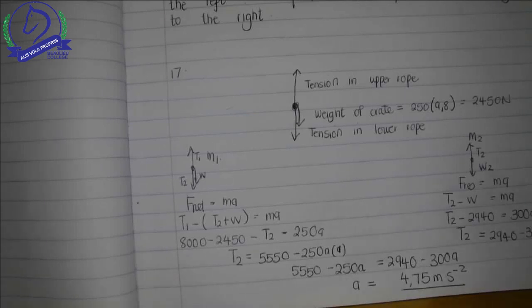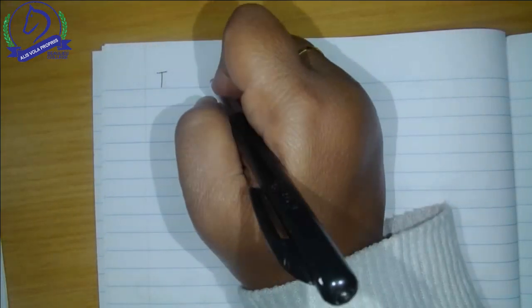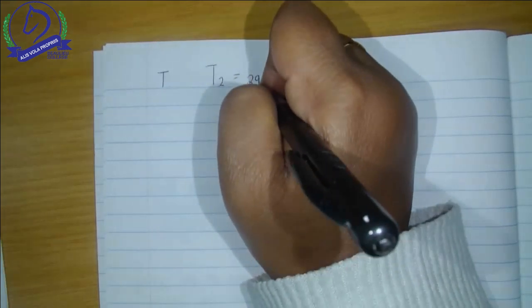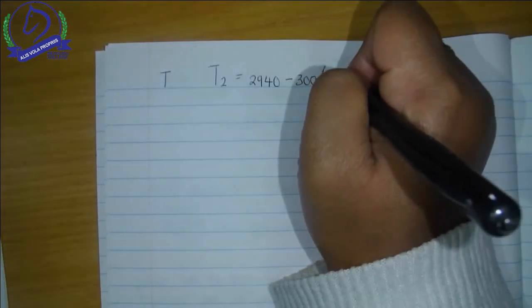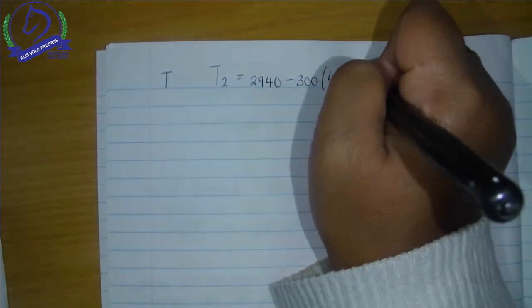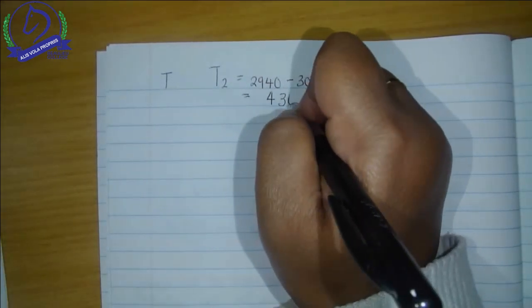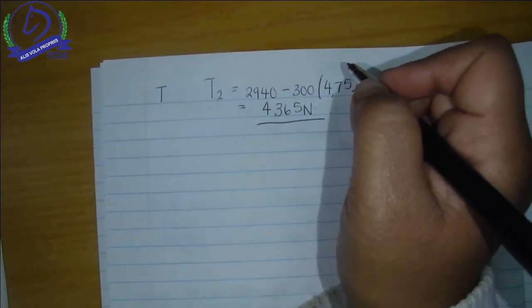To find my tension, I can substitute in either equation. So if I substitute T2 is equal to 2940 minus 300 times 4.75, you can see that I get T2 to equal 4365 newtons. So that's my tension in my lower string.